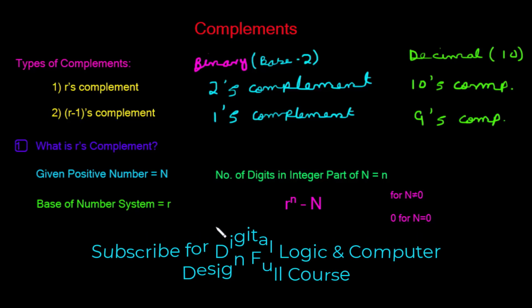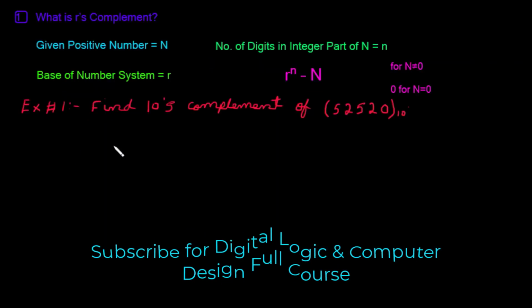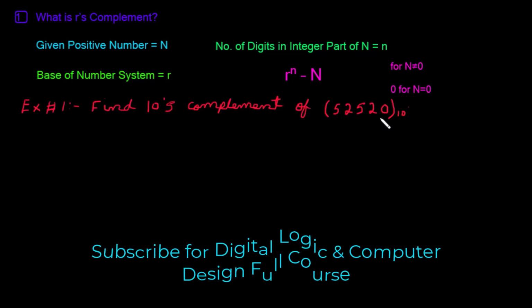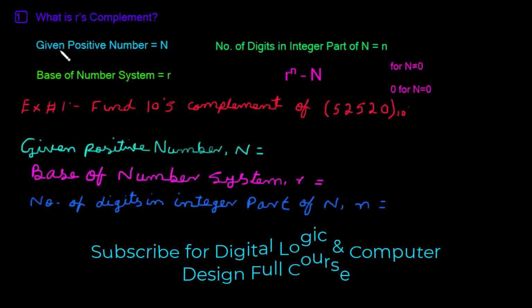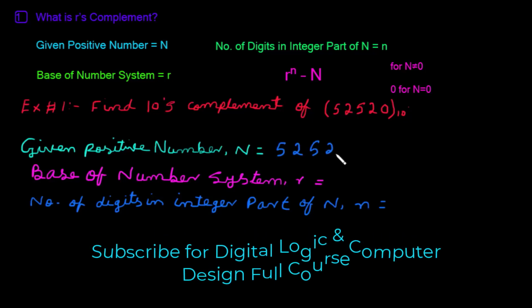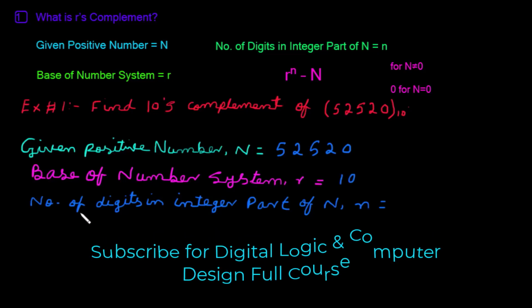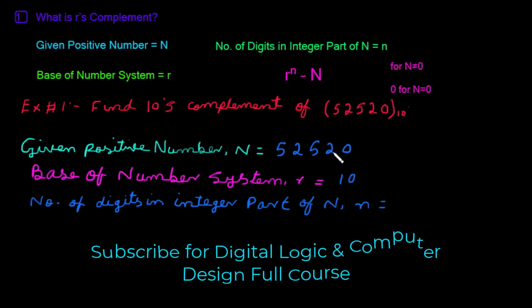Now we will solve some examples that will help to clarify this definition. Here we have to find the 10's complement of 52520 to base 10. Given the positive number N, which is 52520, and the base of the number system, represented by R, which is 10. The number of digits in the integer part of N, we will count these. There is no fraction, all of this is integer. So 1 2 3 4 5.